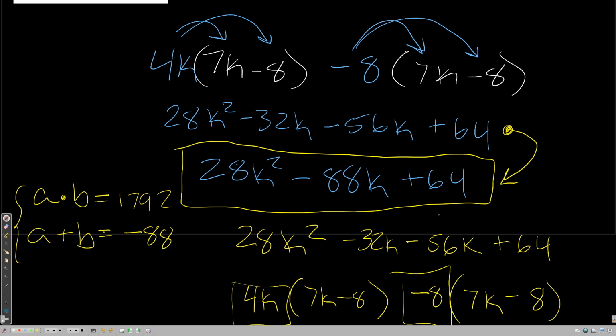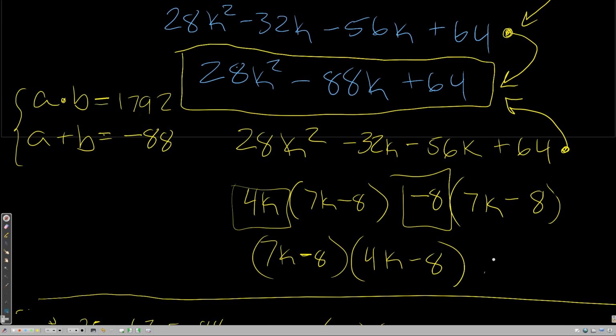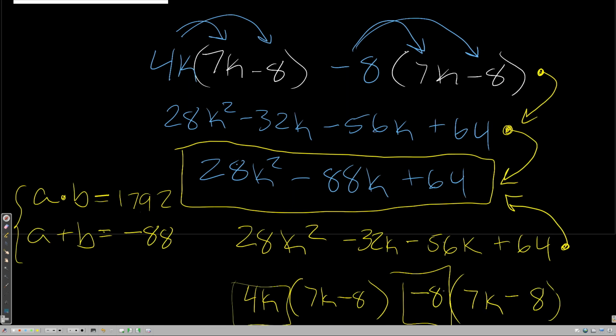Okay, so both of those match, and then look at the step before it. It says 4k times 7k minus 8, and then it says minus 8 times 7k minus 8. It's exactly this same step. And then, naturally, right before that was the factored form that we started with, and when we finish our factor by grouping, that's the thing that we end up with. We wrote all of the same steps in the exact reverse order.